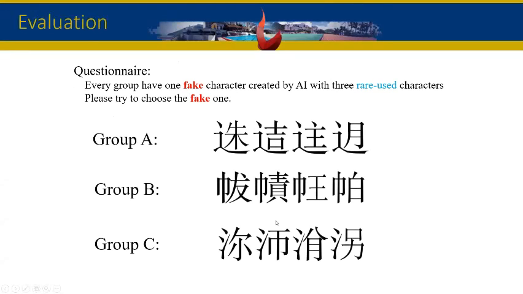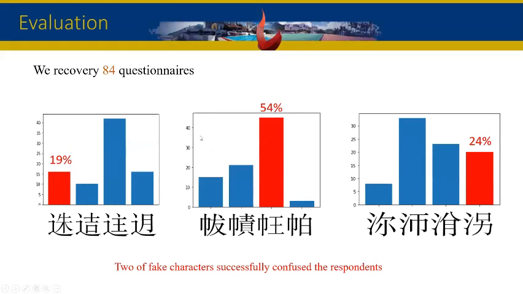Now we move to the evaluation part. We rewrote our fake characters to clean and normalize them with other real characters and handed out questionnaires. The questionnaires ask respondents the following question. Every group has 1 character created by AI with 3 real characters. Please try to choose the fake one. And here are 3 groups as the questions in our questionnaire.